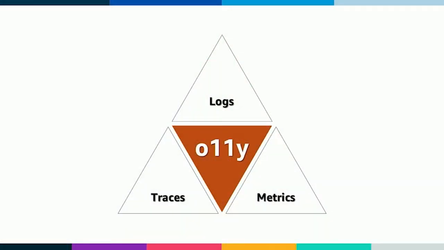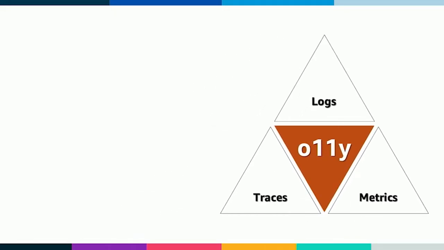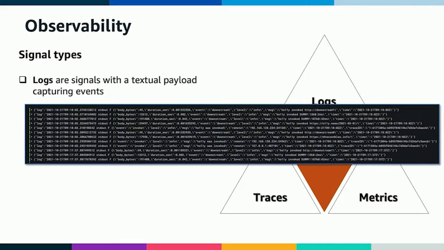Okay, so for now, I'd like to go more deeply into the definition of the types of signals: logs, traces, and metrics. The first one is logs. Logs are a signal with a textual payload. Usually they have a timestamp, and the second part is the captured event or the detail about this event. That is the logs definition.